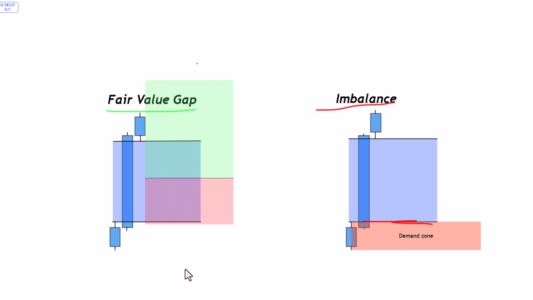Now, me personally, I trade imbalances. This is the more old school way of doing it. Fair value gaps are honestly a pretty new term, at least as far as I'm aware. I first started seeing people talk about them maybe 2 and a half years ago. And really, it's just a slightly altered way of trading the same imbalance concept. But imbalances themselves have been around for a very long time. I've been trading them for years. So this is the way I prefer to do it.